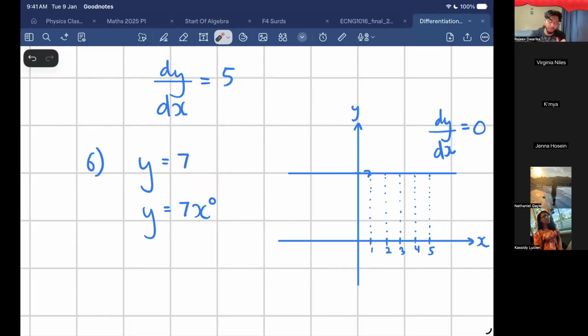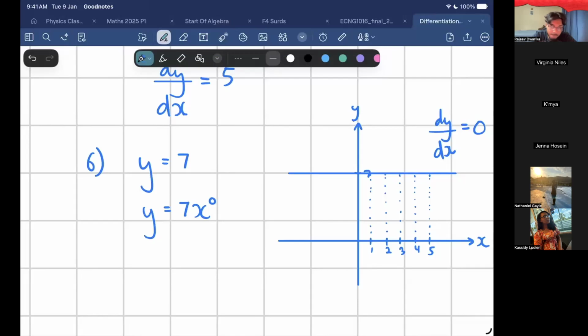Now 1 could be represented as x to the power 0, yeah? Yes. So now it's in the form ax to the power n, where a is 7, x is x, and the power is 0. Now, if we apply the same rules we just learned, tell me, Nathaniel, how would I differentiate 7x to the power 0?